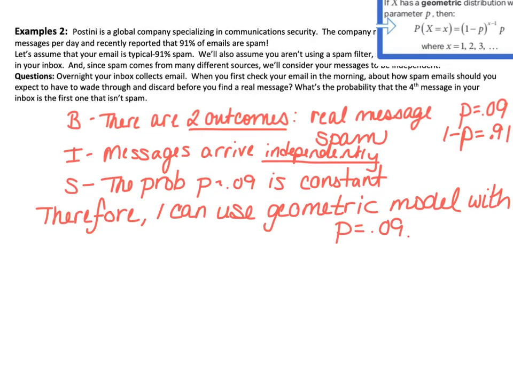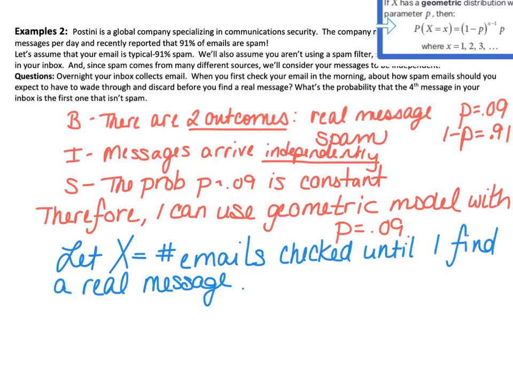So let's define our random variable. Let capital X equal, and it's always a number, so it's the number of, what are we doing? We're checking emails. The number of emails checked until I find a real message. We are asked how many emails should you expect to wade through and discard before you find a real message. So whenever we're finding the expected value of X, that's our mean. So I grab that formula from my formula sheet. It's 1 over p, or 1 divided by 0.09. That is 11.1.